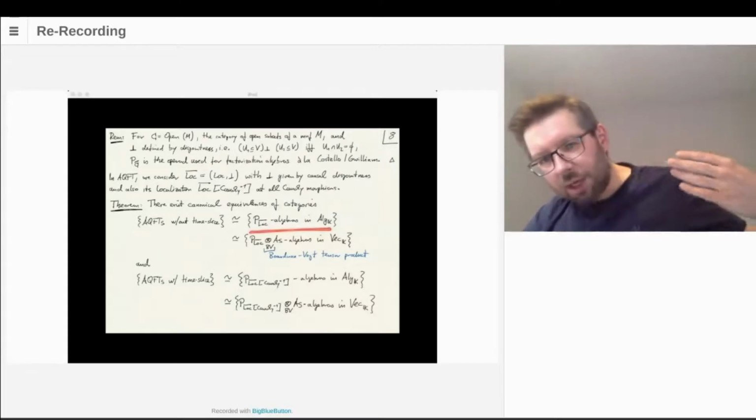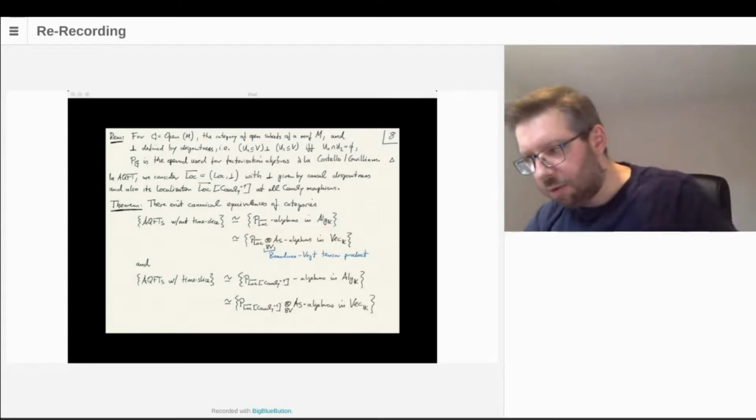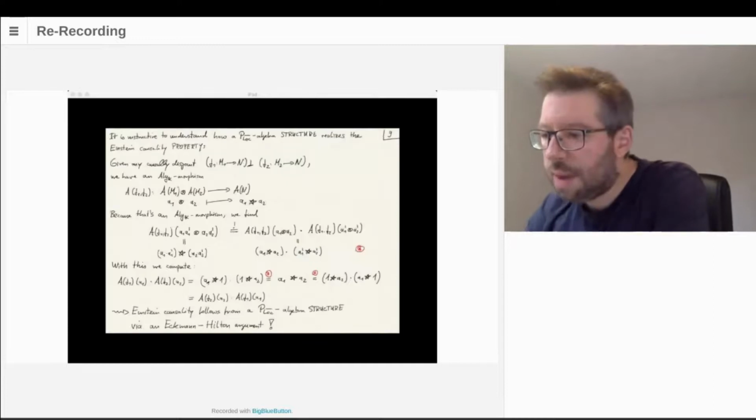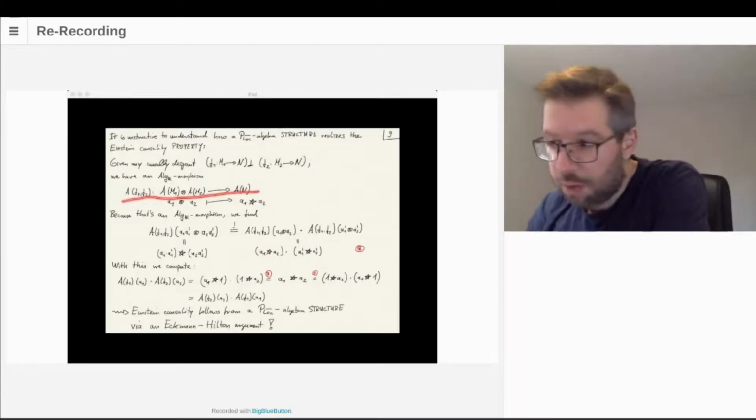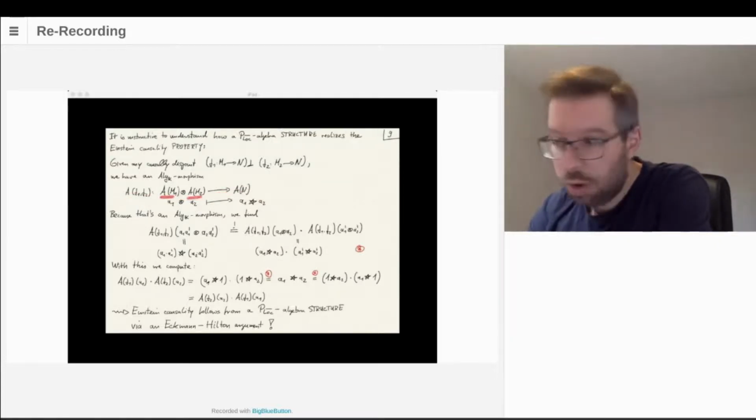Now, let's remember the P-Loc algebra structure: you have a P-Loc algebra with values in associative and unital algebras. This means that this map here is an algebra morphism. So it preserves the product and unit of these algebras. All these are associative and unital algebras.